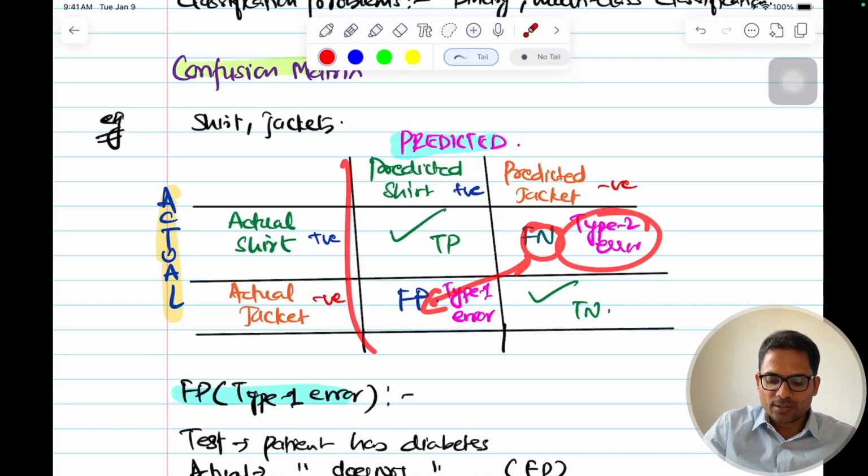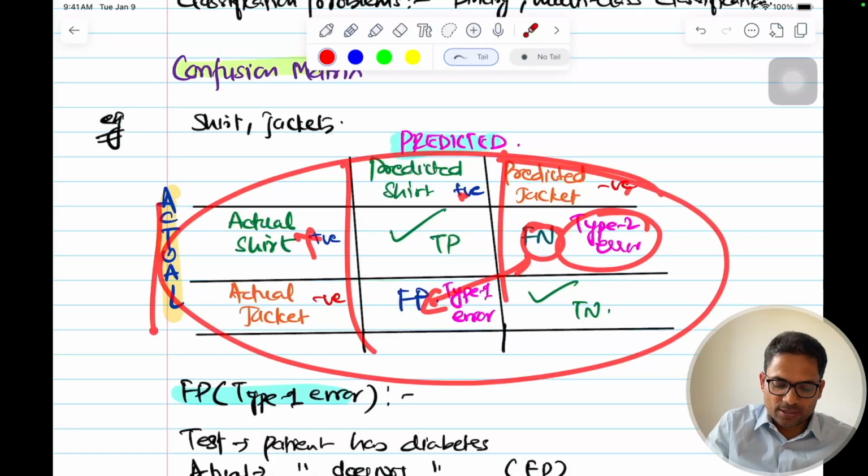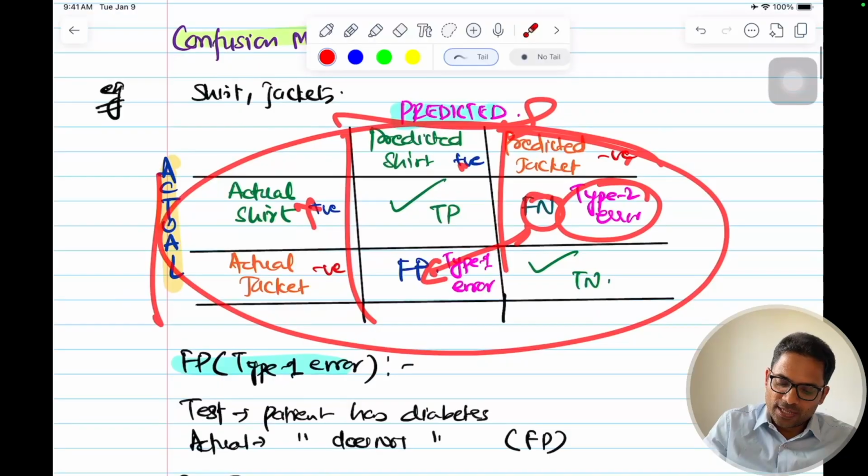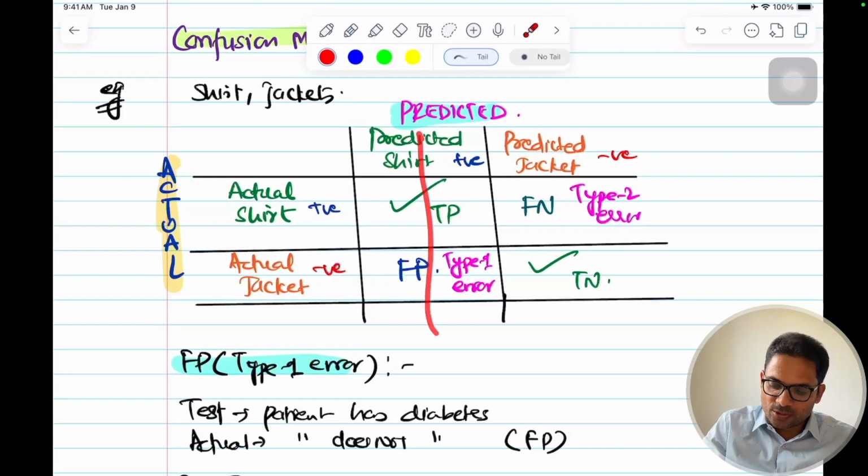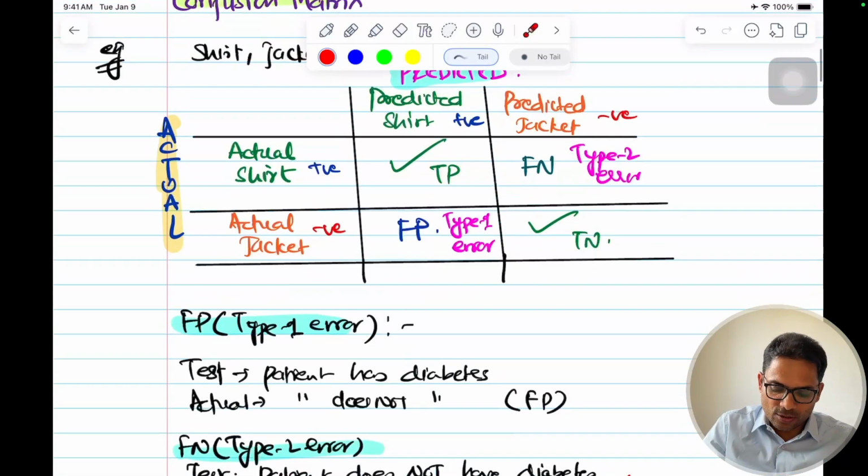Okay, you can plot this for anything, and these are called positive, positive, negative. You just plot the actual on this side and predicted on this side. So we have now the false positive rate. Okay, so we calculated a lot of metrics around this.